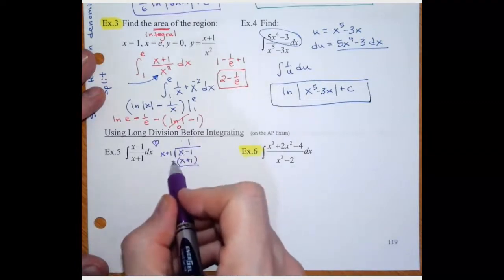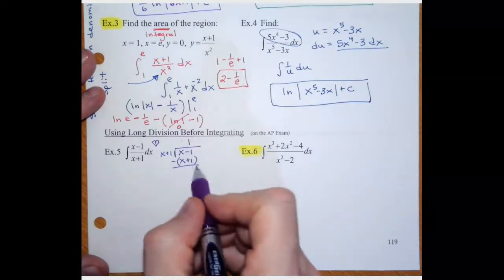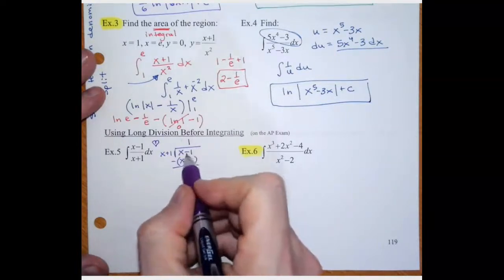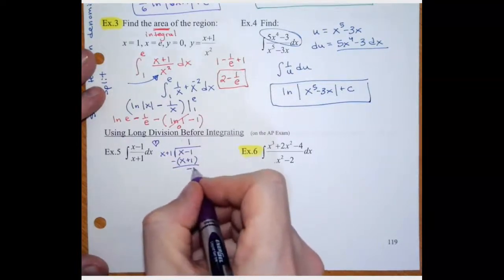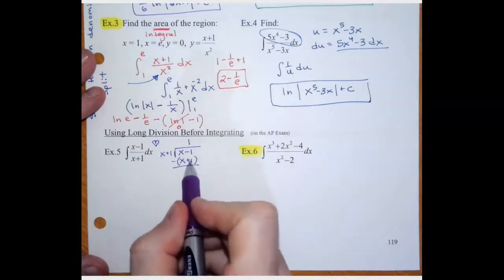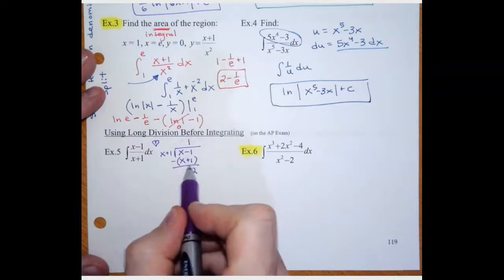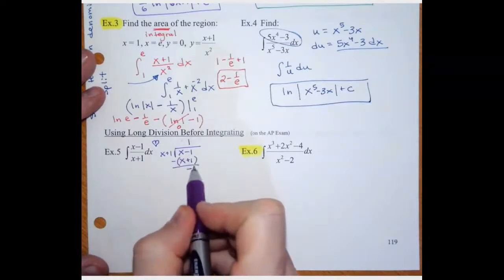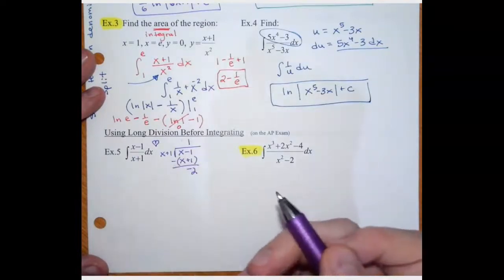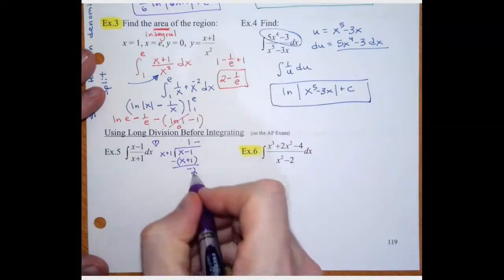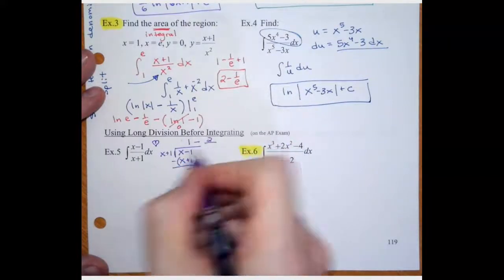So x minus x, when we do the digits, we subtract. So that's gone, and then we have negative 1 minus 1, so that's going to be negative 2. So that's a common mistake, is to make sure that you distribute that negative. That's why I always put this in parentheses. When I taught pre-calculus, put that in parentheses and distribute that negative. So now we have a remainder, and so we put the remainder over the divisor.